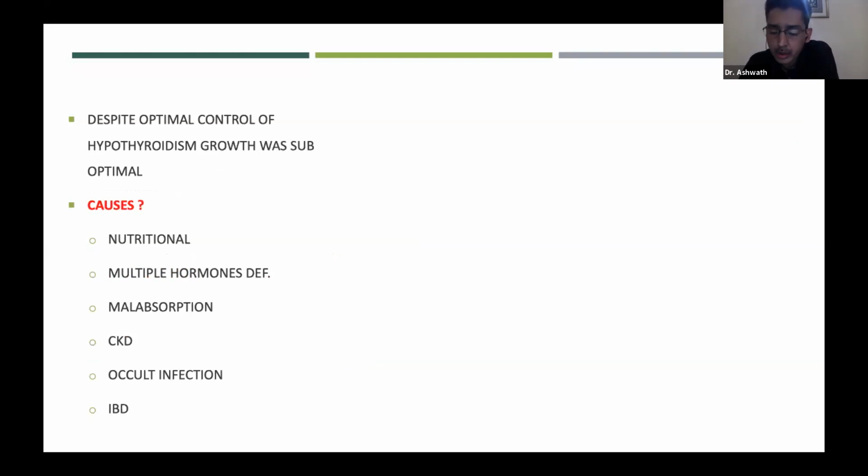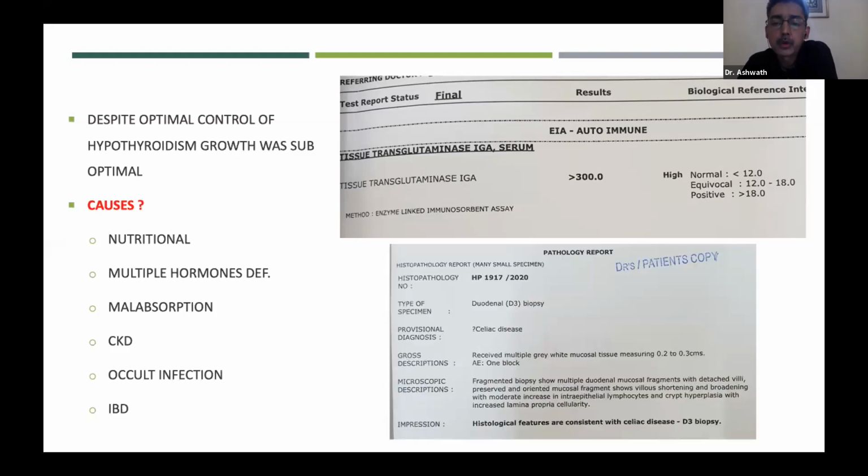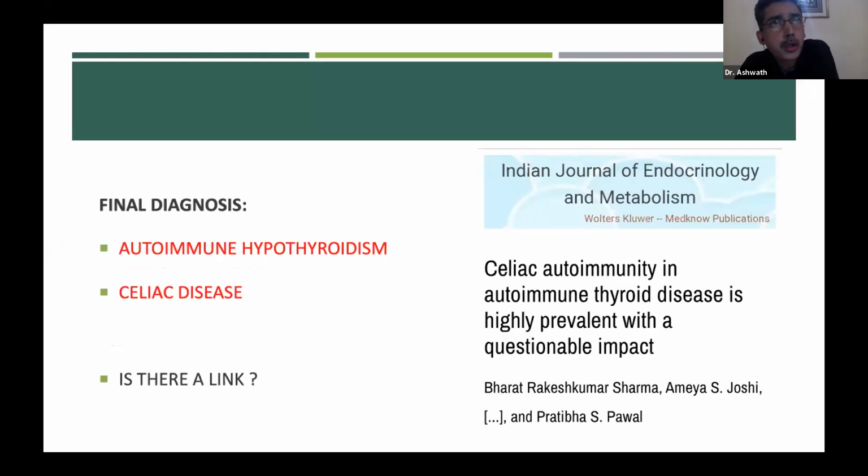So when in doubt, I make it a policy to always screen for celiac, and we were absolutely surprised to see these sky-high levels of tissue transglutaminase. We proceeded to do a biopsy and confirmed that the child has got celiac disease. So the point is, when you have one autoimmune disease, always look for another autoimmune disease.